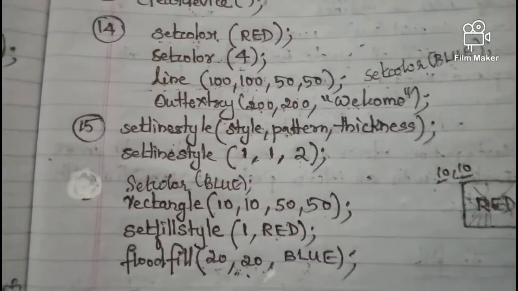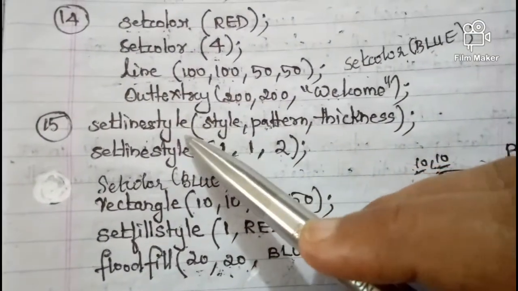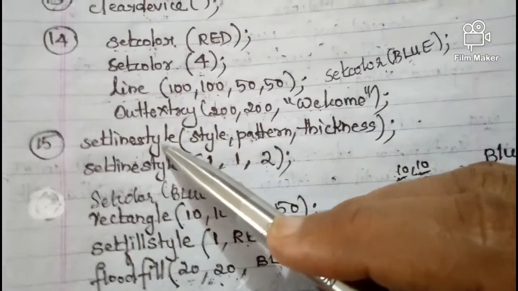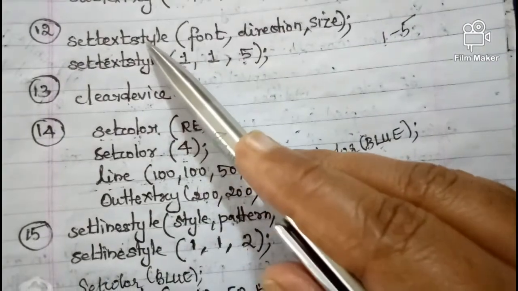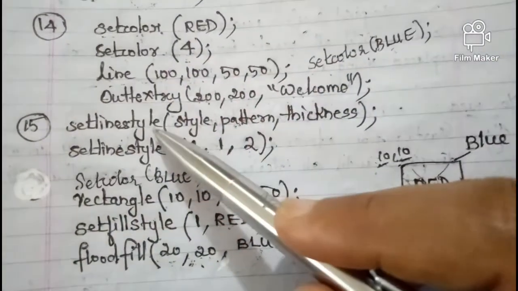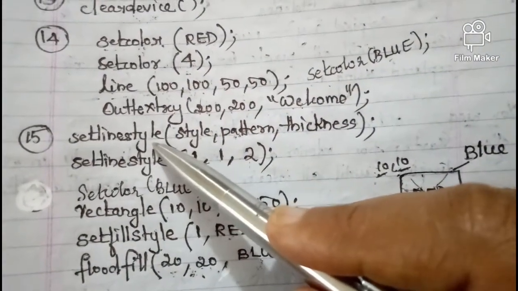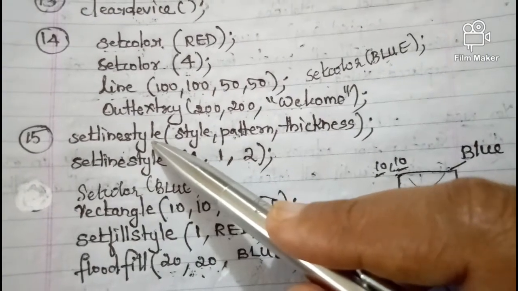Now moving on to the next function, which is set line style. Just as we learned set text style, this function is used to specify various styles to display a line.